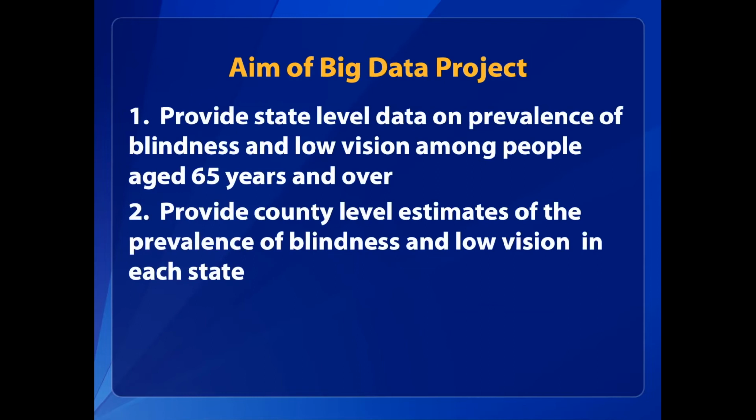So there are eight aims for this project. One is provide state level data on the prevalence. We're estimating the population, but prevalence is one thing, estimating population is another. So we're estimating the prevalence of blindness and low vision among people age 65 and older by state. And then in each of these reports, we will provide county level estimates of the prevalence of blindness and low vision in each state. So Texas, for example, has like 245 counties. I'm learning a lot about this. One is some states have a lot of counties. And so next slide.